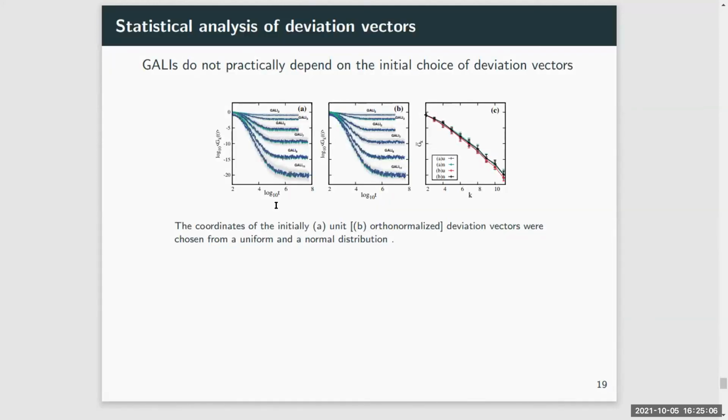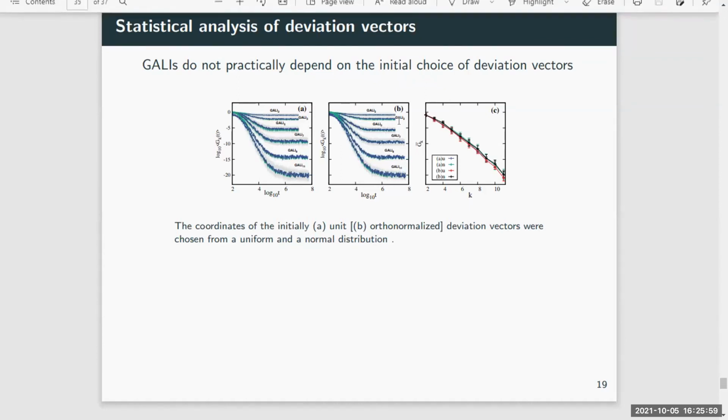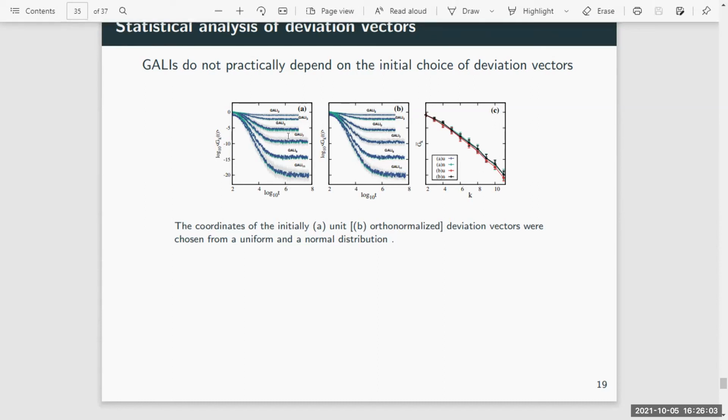Another very important finding is that the evolution of GALIs doesn't depend on the initial choice of deviation vectors needed for their computation. To illustrate this property, we consider different sets of initial deviation vectors whose coordinates are drawn from different types of probability distributions, and we computed the corresponding GALI values. Here, we considered a uniform distribution in the first panel, and again we computed GALI. First, we are orthonormalizing the deviation vectors. That means basically taking the maximum GALI value, which is 1. And we did both analyses.